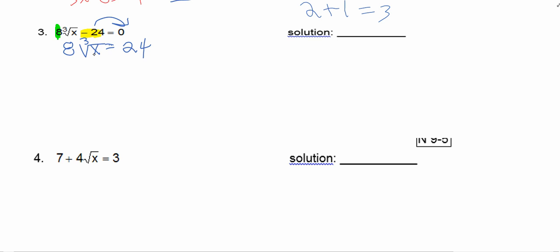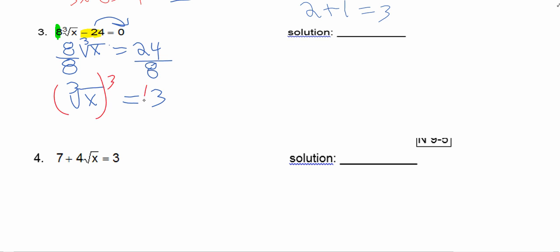That's the cube root of x equal to 24. And of course we're going to divide both sides by 8, and we're going to get 3. And now what we have over here is the cube root of x. So we'll just raise it up to the third power on both sides, and we'll get 27 is equal to x.